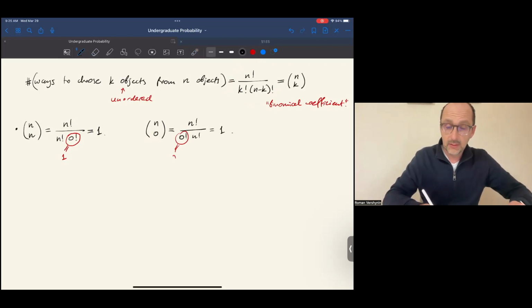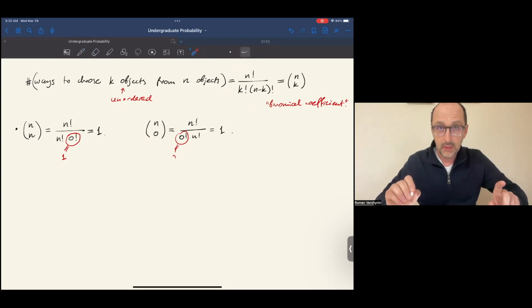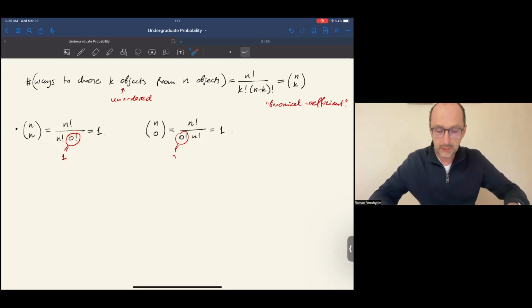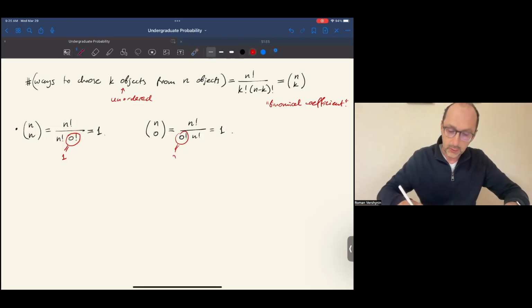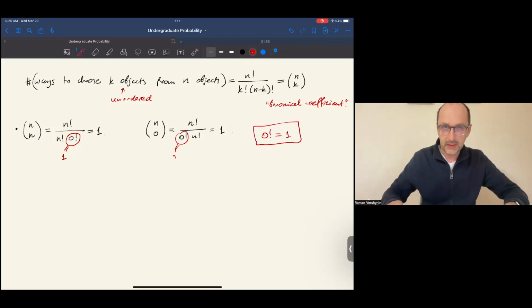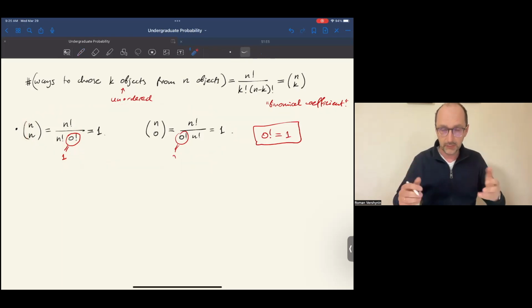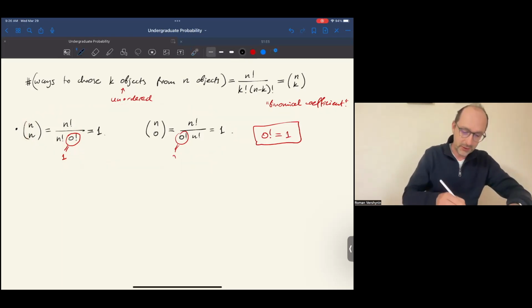This example justifies why we agreed on this convention that 0 factorial be 1. It was not intuitive in the first place. This is to make such computations possible and meaningful. Let's practice with more examples.